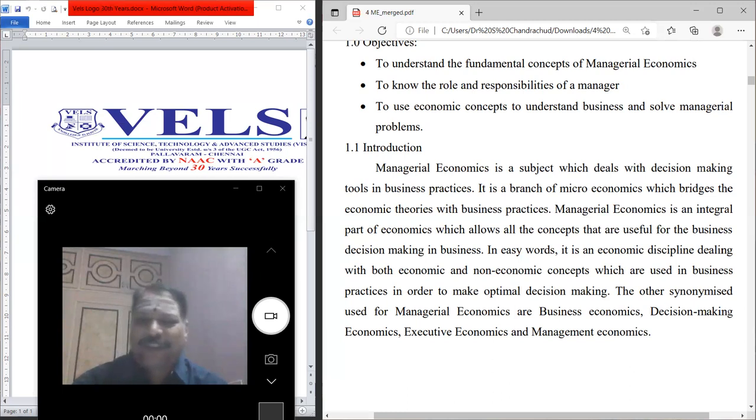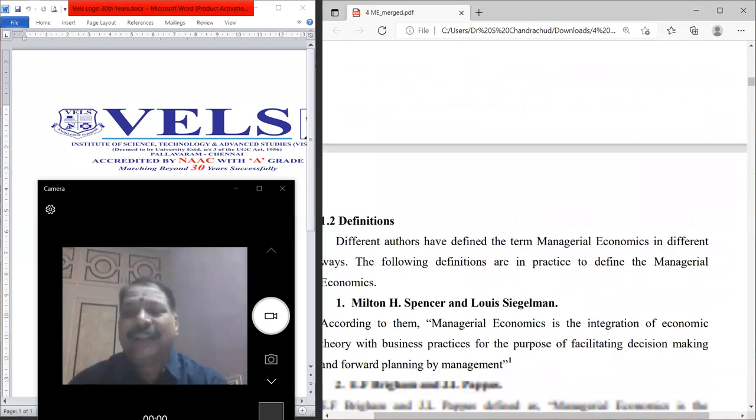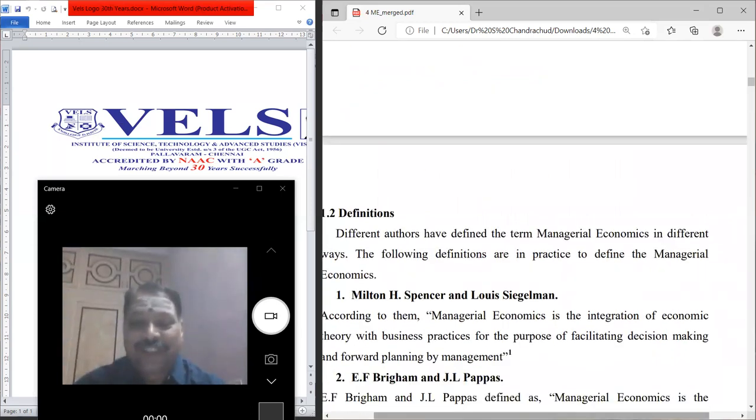There are many different names. One is managerial economics, otherwise it is called business economics. Some people may call it decision-making economics, and a few people call it executive economics. Basically, it is an economic concept which is used in management, particularly to take decisions in business. Let's move to the definition.